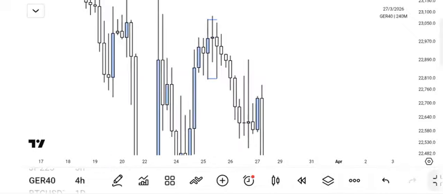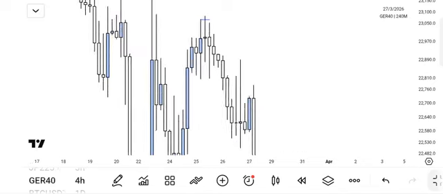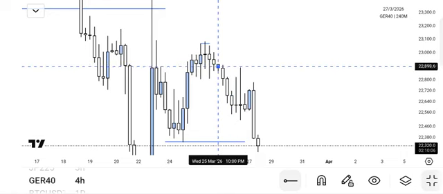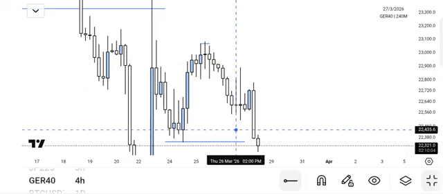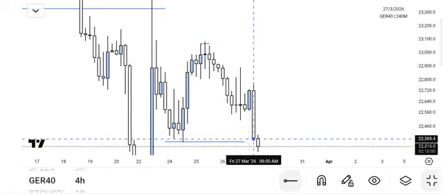So price gave us a breakout, confirming the direction. So from there you can follow it with your entry model. Follow your sells with your entry model, and then this low will now be your target.